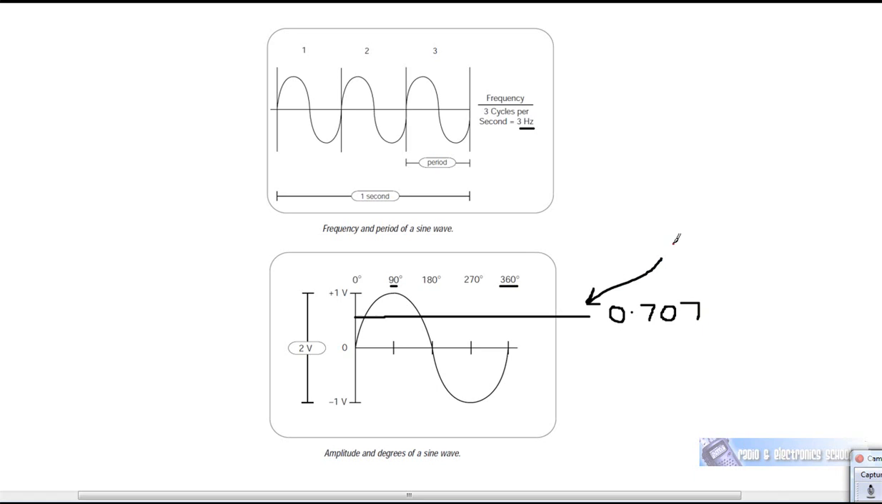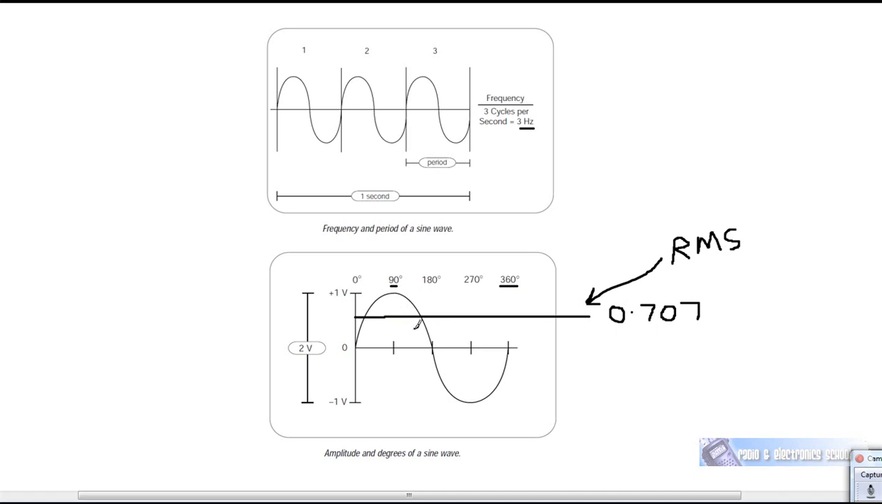mean square. It's a mathematical way of finding out the equivalent value of AC compared to DC. That's called the RMS value, root mean square. So this sine wave would have an RMS value of about 0.7 of a volt, since the peak value is 1 volt. What that means is that this sine wave will produce the same amount of heat or do the same amount of work as 0.7 of a volt DC.